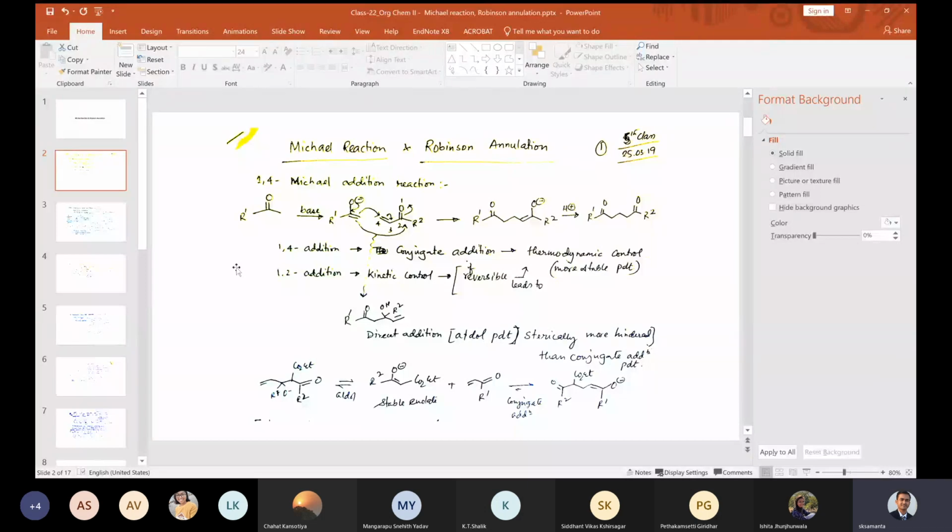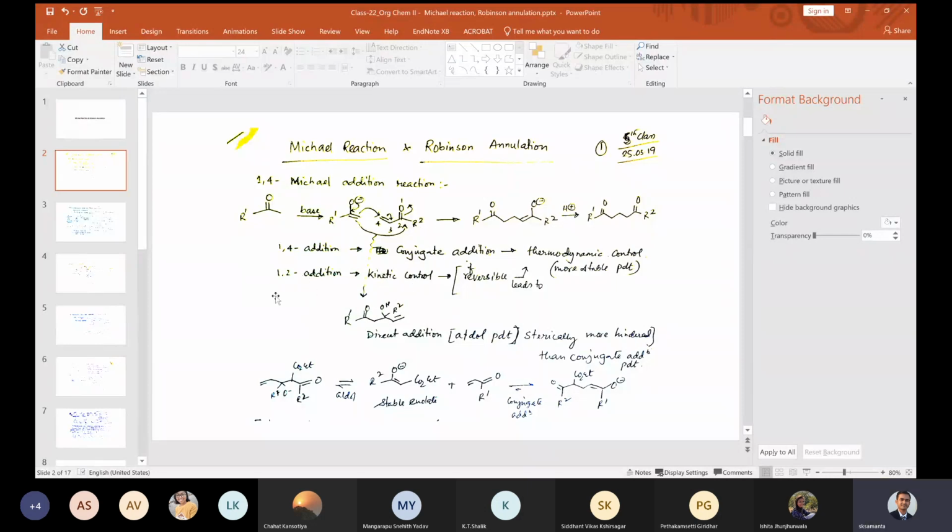Another thing I told you is that the 1,4 addition is basically a thermodynamically controlled product, because this product is more stable than the 1,2, and 1,2 is basically the kinetically controlled product. Why is the 1,2 addition product not very stable? Because in that case you have more crowding, or it's a bit more sterically hindered. That is why the 1,4 addition product becomes more stable than the 1,2 addition product. So this is your 1,4 conjugate addition, the thermodynamically controlled product, and the 1,2 addition product, which is kinetically controlled.